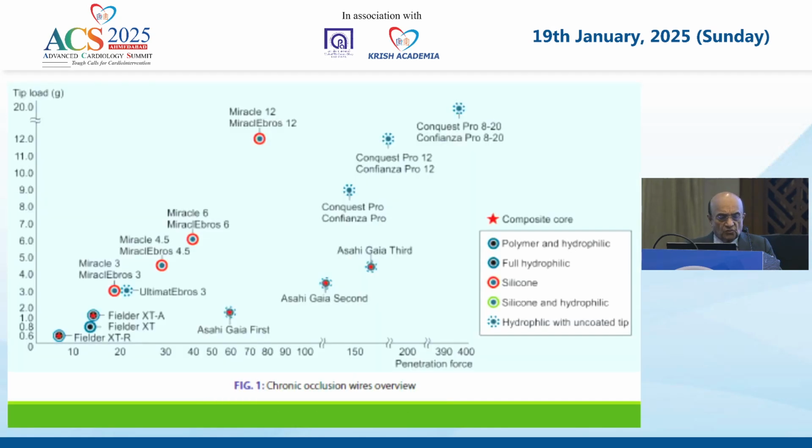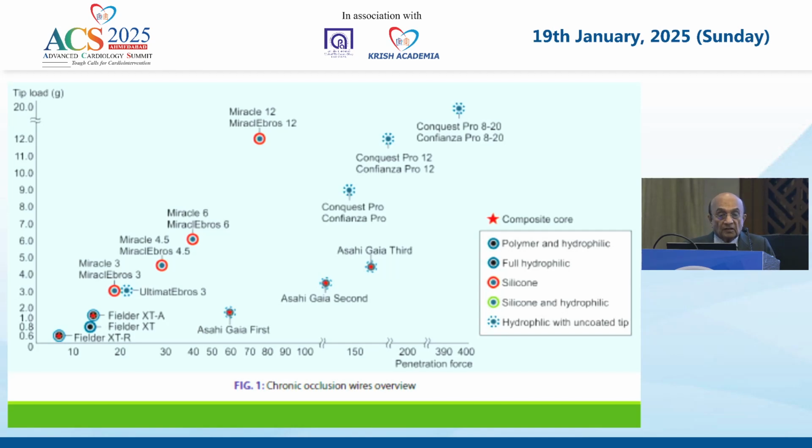So many CTO wires, but basically we must achieve the penetrating efficiency. What is penetrating efficiency? Penetrating efficiency is dependent on three factors. The tip, the surface area of the tip. For example, some wires are tapered. Filders 0.009, Conquest Pro 0.009, Conquest Pro 820 0.008. So these wires which are tapered, they have a better penetrating efficiency.